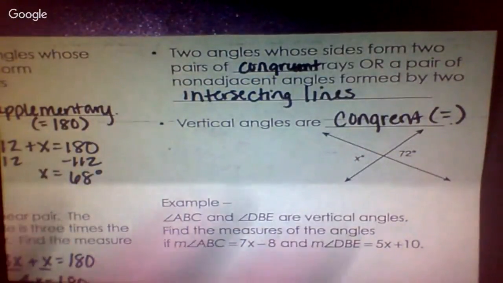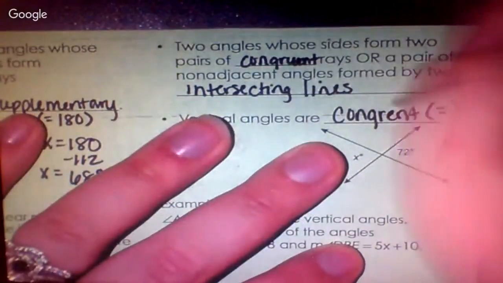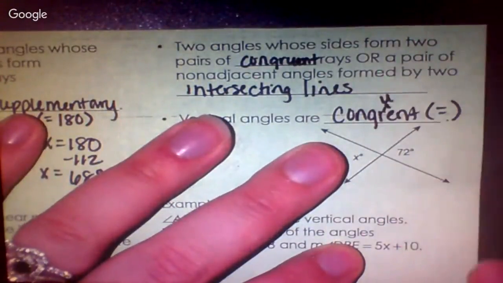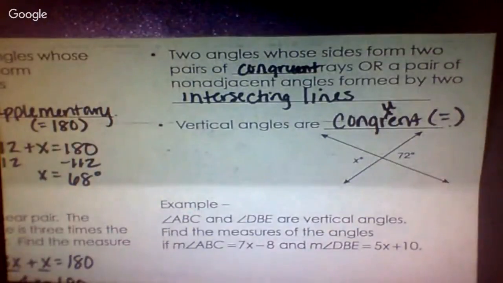I totally spelled congruent wrong. Oops, there should be a U here. Okay, your vertical angles are congruent.